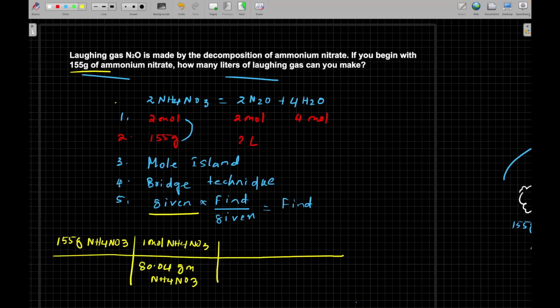And from the balanced equation, we are getting the information that 2 moles of ammonium nitrate produces 2 moles of nitrous oxide. But we need the volume information. So we need to convert again, and we already know that 1 mole of nitrous oxide corresponds to 22.4 liters of nitrous oxide.